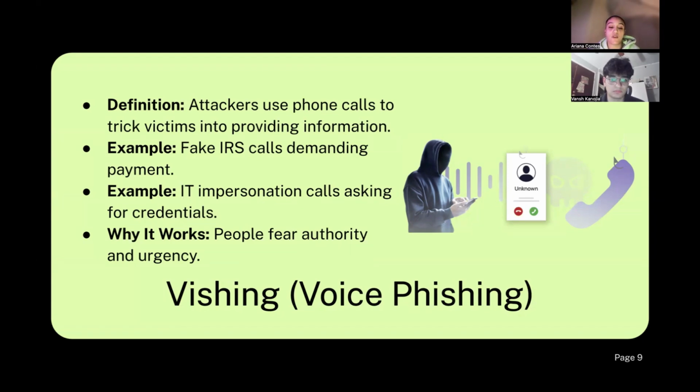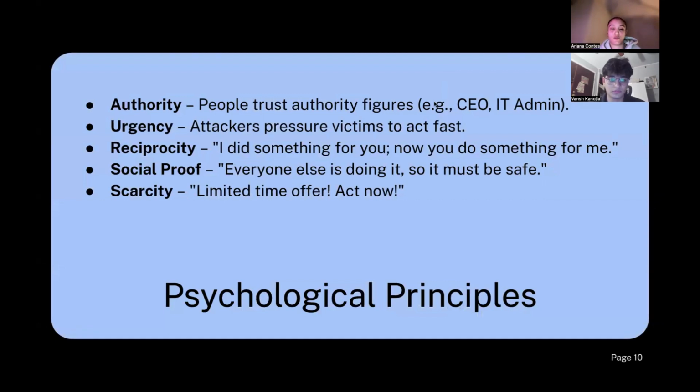A famous example occurred in 2020 when Twitter employees were tricked into providing credentials over the phone, allowing attackers to take control of high-profile Twitter accounts. The best defense against vishing is skepticism. If you receive an urgent call requesting sensitive data, verify the caller's ID through official channels before taking any action. So now, these are the psychological principles.